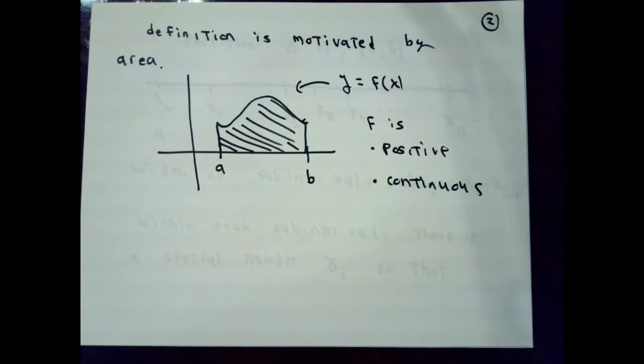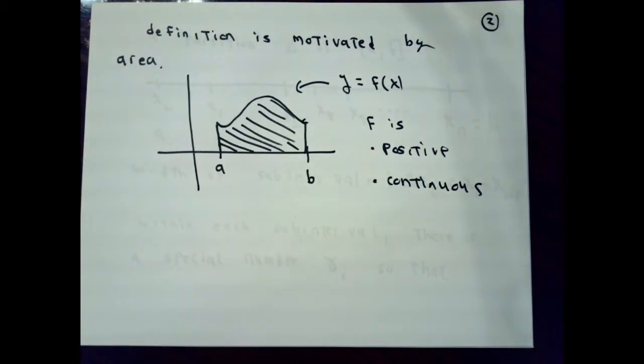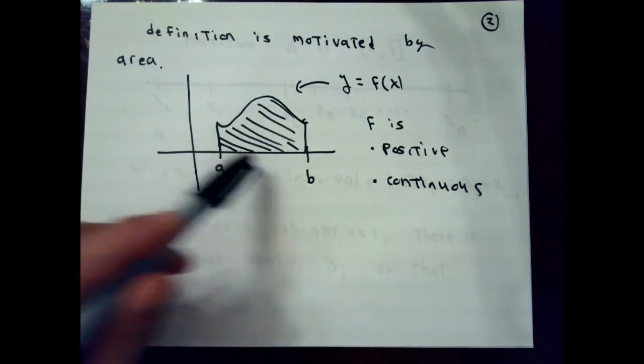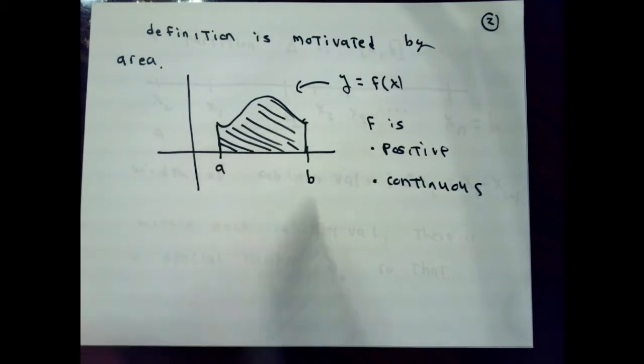To begin with, I'm going to assume that my function f that I'm looking at takes on only positive values, so that the graph is above the x-axis, and that the function is continuous. There are no breaks or holes in the graph or anything like that. These two conditions don't really need to be true for all x's, just the ones I'm interested in. We'll think of starting at x equal a and ending at x equal b.